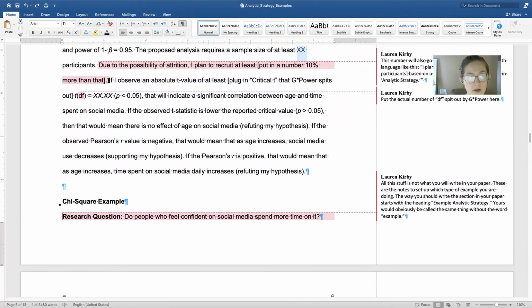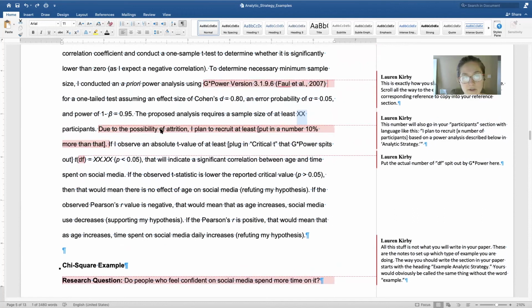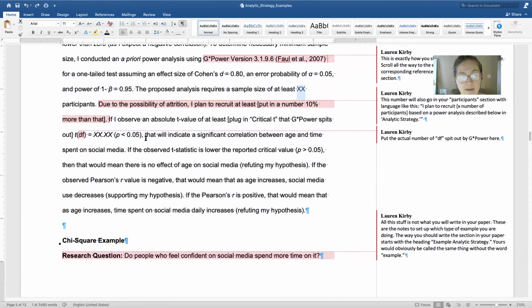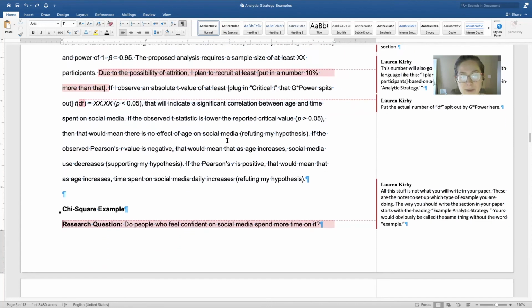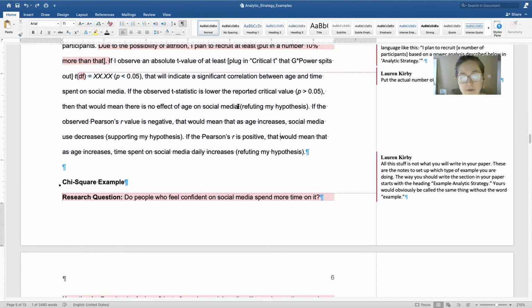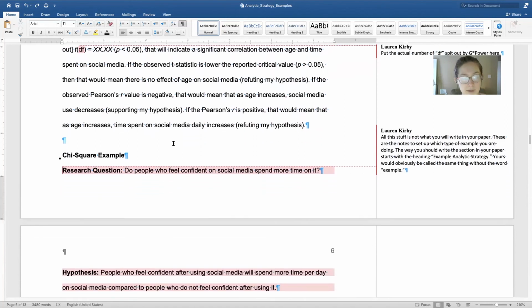Anywhere that I've put XX, those are numbers that you need to get from GPower and plug in yourself. But everything around it you could talk about in pretty much the same way. Just make sure to explain what it would mean if you found a significant value. Is that going to support your hypothesis? And if it was not significant, or was in the opposite direction you predicted, what would that mean?